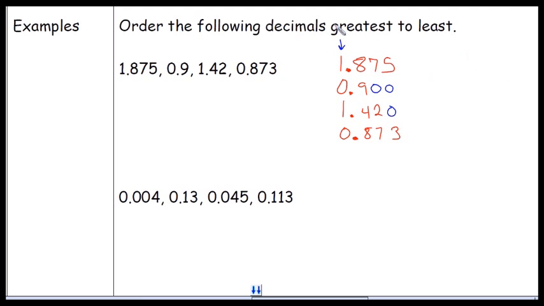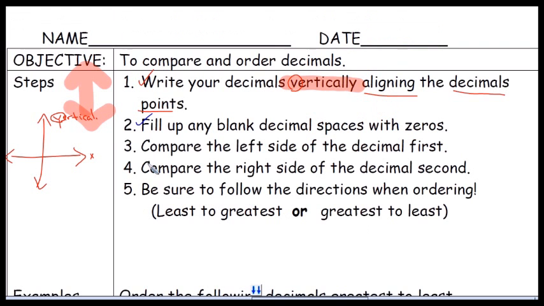And since I'm going from greatest to least, the biggest number has to be first in my list. And I know a 1 and a 1 are going to come before the 0 and the 0. Okay, but which of these two ones comes before the other? Well, here's where the fourth step comes in. Then we'll compare the right side of the decimal second.